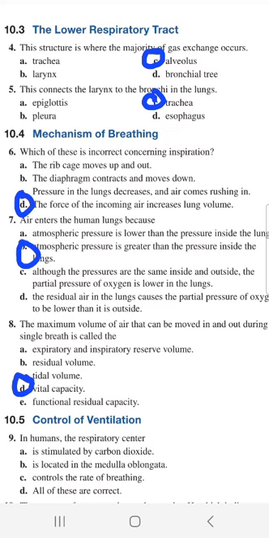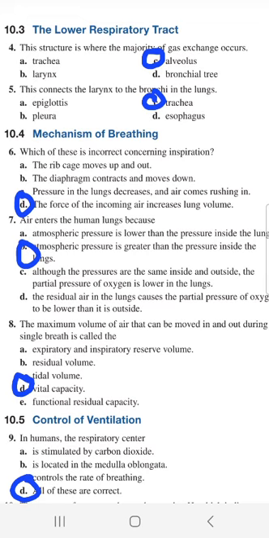Coming to question number 9. In humans, the respiratory center is stimulated by carbon dioxide, located in the medulla oblongata, and controls the rate of breathing. All of this is correct, because carbon dioxide will make the blood more acidic, and this will be detected by the chemoreceptors. And it's indeed located in the medulla oblongata, which is part of the brainstem, and it controls involuntary actions such as breathing, heart rate, and such, and the small muscles. And of course, it controls the rate of breathing.